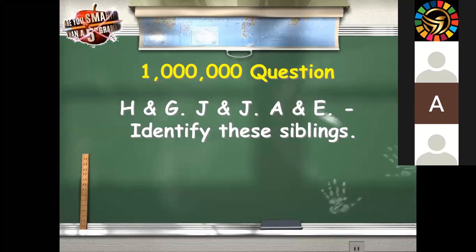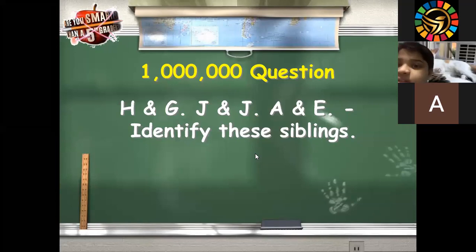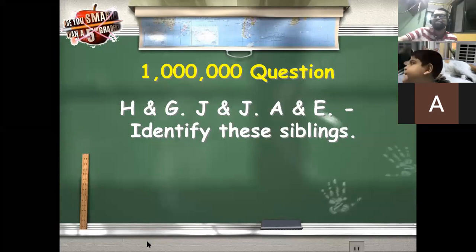Come on, give me the answer: HNG, JNJ, A&E. Come on, everybody. It's very easy. It's from your modern stories. These are brothers and sisters. HNG is Hansel and Gretel. Great answer. HNG is Hansel and Gretel. Jack and Jill. I like the answer, Johnson, but it's Jack and Jill. Yes, it is Jack and Jill. I like your answers, by the way. They are really amusing and really very funny.